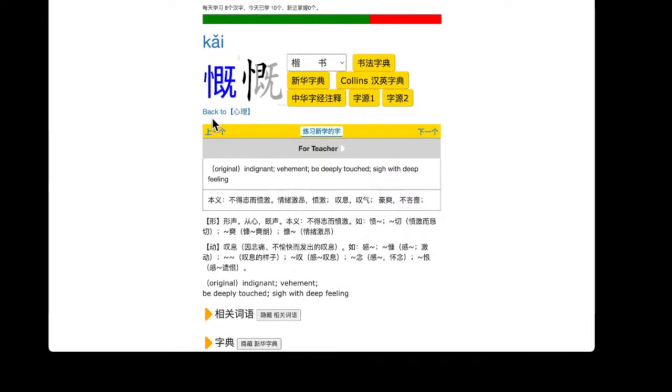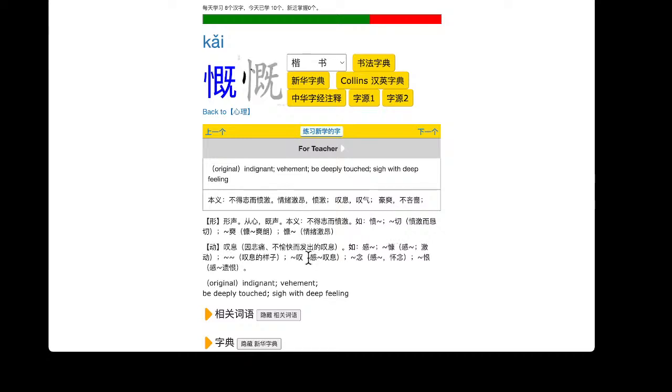Next one, Kai. Again the heart radical. Now this one is also an excited mood, a high level of excitement, but this one has a negative connotation. So indignant, vehement. Basically you got excited because of dissatisfaction, and you feel it's unfair that you are not getting what you think you ought to get. That kind of thing. So 凯.